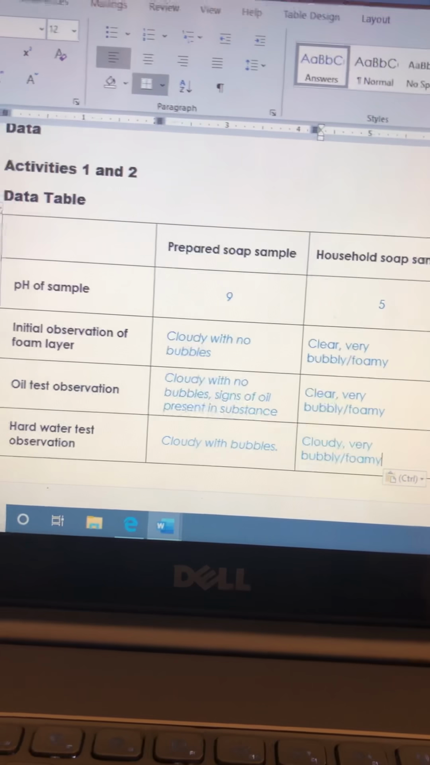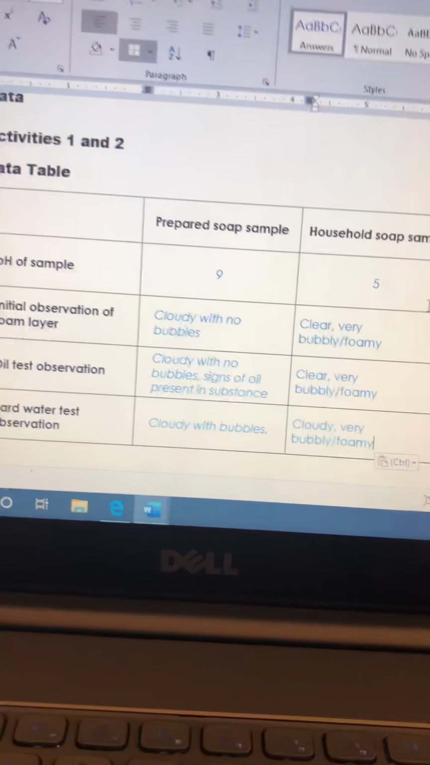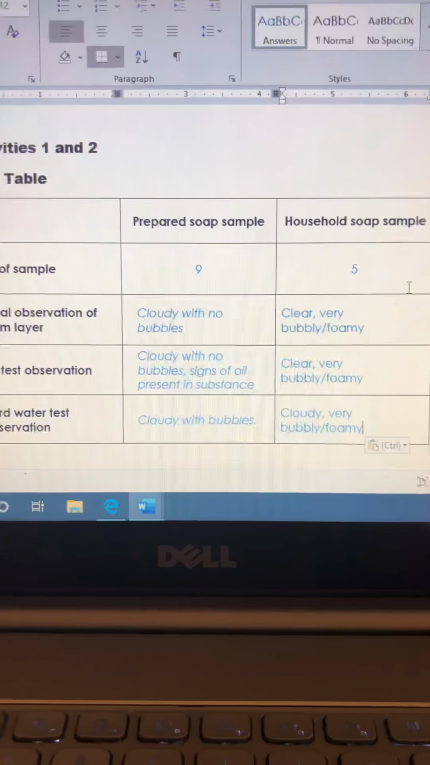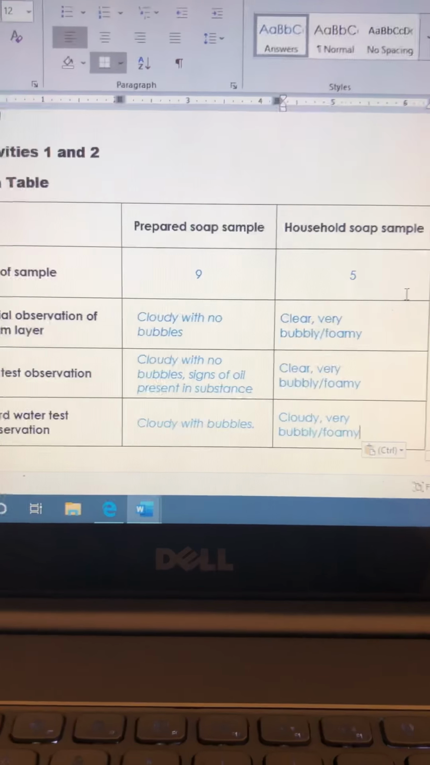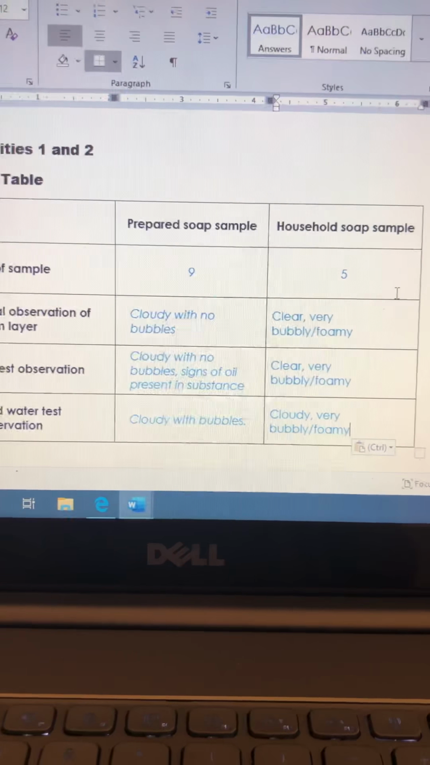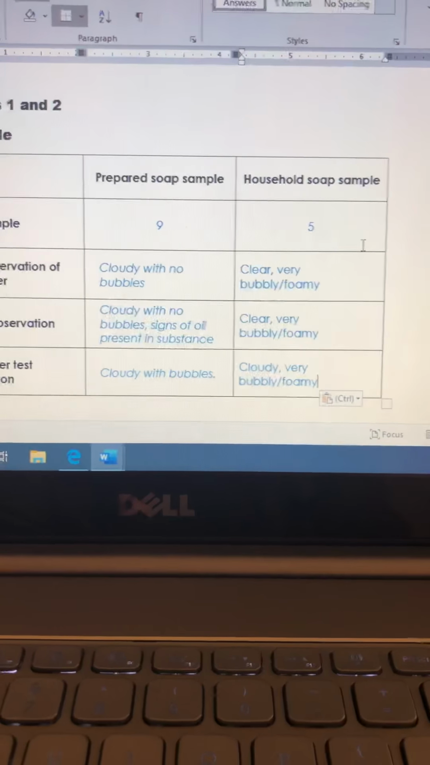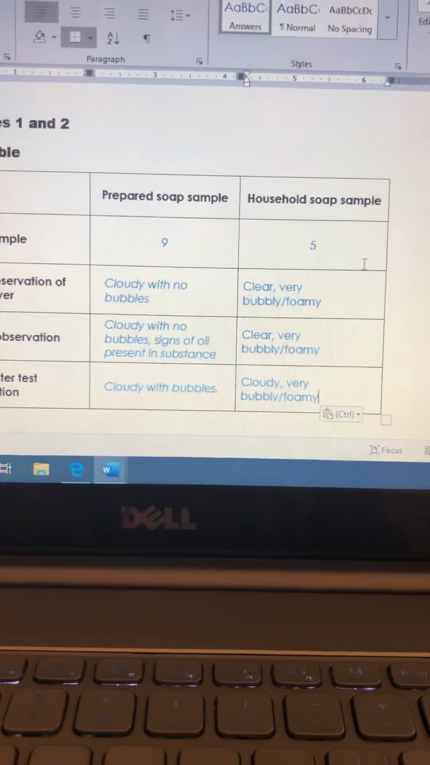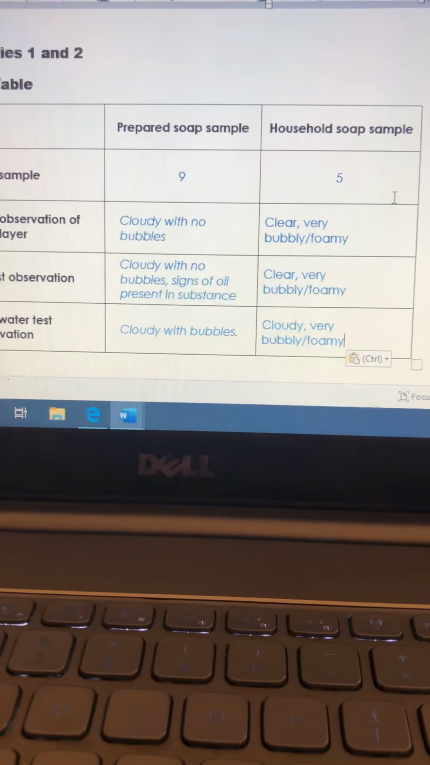After I did that, I shook the samples of soap, and then I described my observations of the foam layer. For the prepared soap, without adding anything, just shaking it in the test tube, the liquid was very cloudy, but there were no bubbles. For the household soap, the already prepared soap, after shaking it, the liquid was clear, but the foam level at the top was very bubbly and foamy.